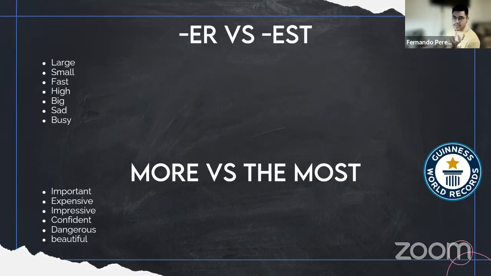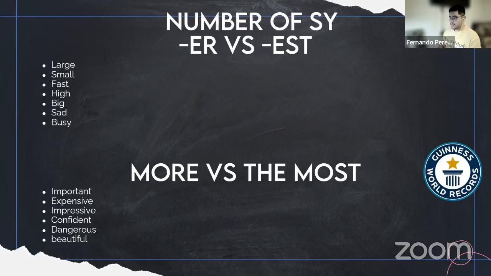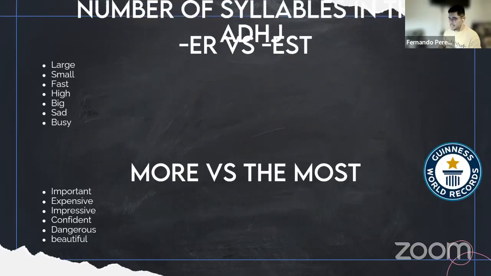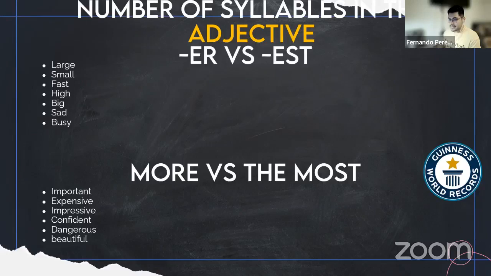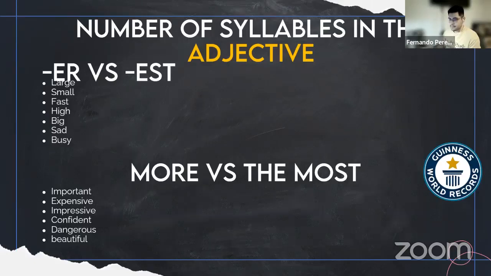In this case, we need to contrast the number of syllables. Number of syllables in the adjective. In the first list, we only have monosyllable words and bisyllable words. How many syllables does large have?